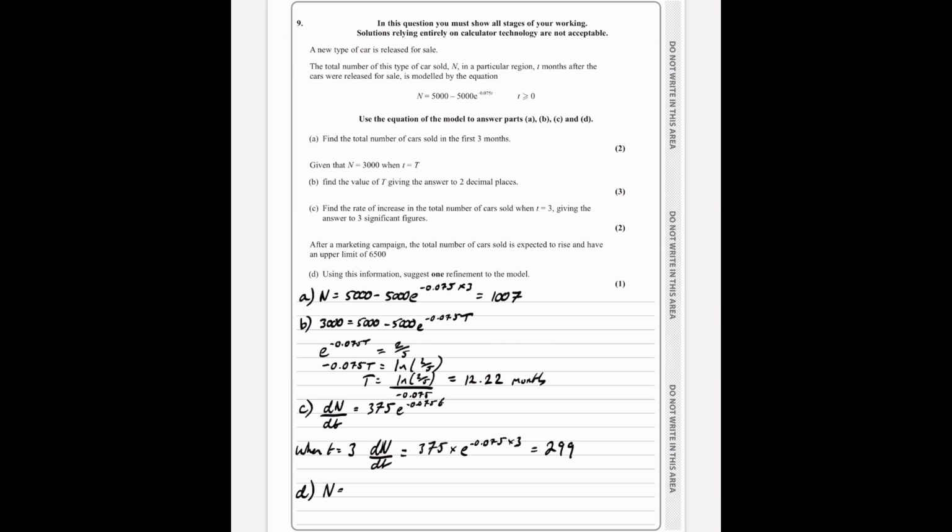A few options for D. We can change our two constant values to 6,500. You could change one of them to 6,500. That would be acceptable. I've gone with both of them, 6,500 minus 6,500 e to the power of negative 0.075t.